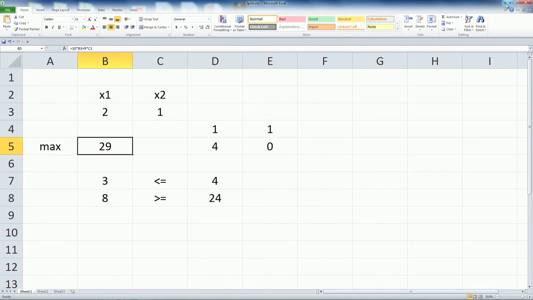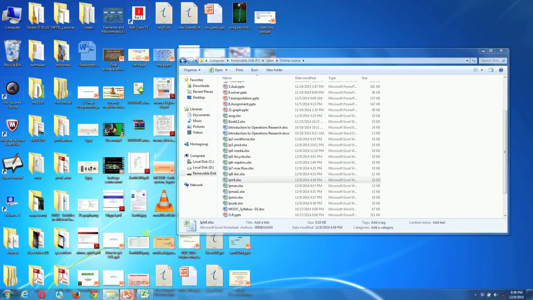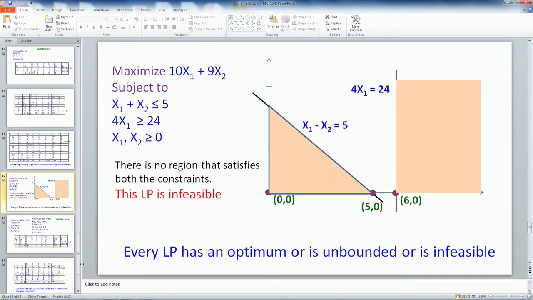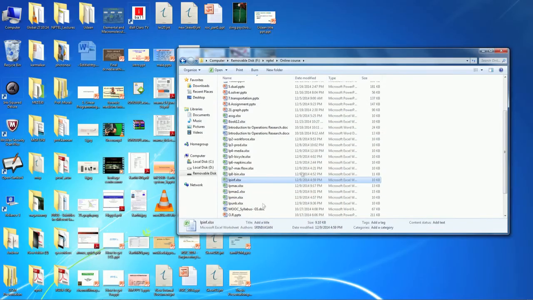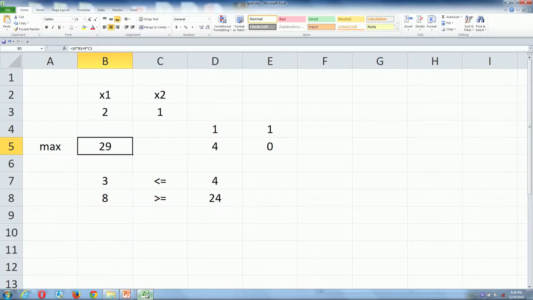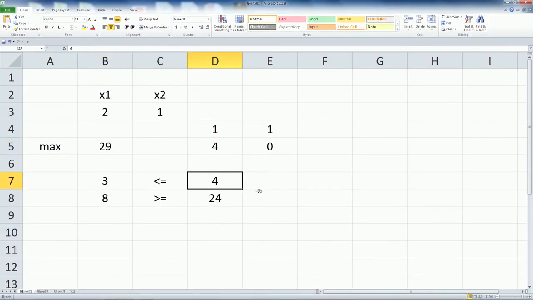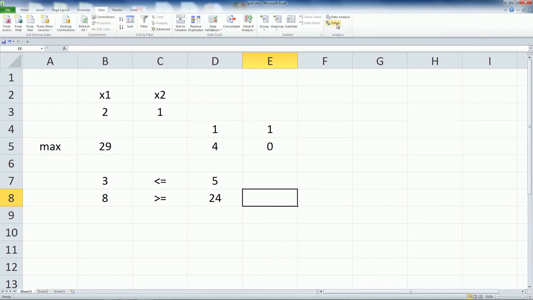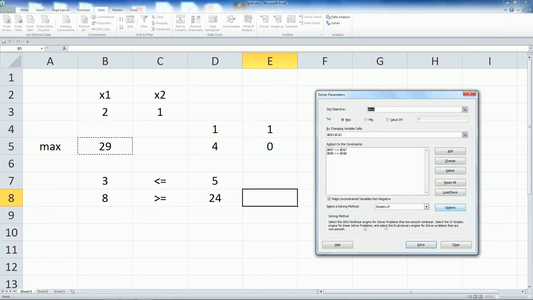So, let us go back to this problem. The constraints were x1 plus x2 less than or equal to 5 and 4x1 greater than or equal to 24. So, I write x1 plus x2 less than or equal to 5 and 4x1 greater than or equal to 24. Now, we have written this problem and we want to solve this. So, we go to data and get the solver. Everything is already set. The objective function is here, the constraint positions are here, and the constraints are drawn.